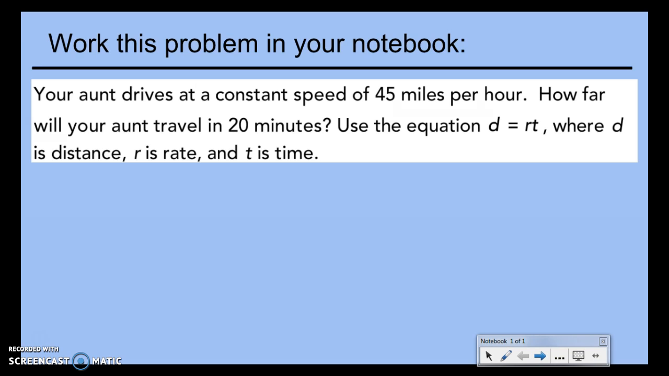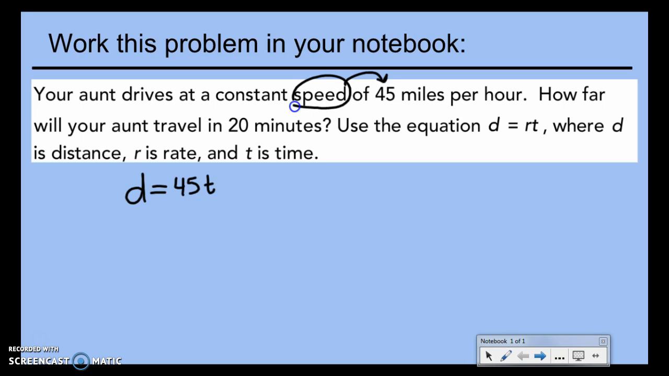We know, as we read through, your aunt drives at a constant speed of 45 miles per hour. Stop. Right here it says speed. We know that speed is our rate. So 45 is going to be our rate. So right now we have D equals 45, because when you find your number, you're going to replace the letter with a number, times time. That's what we have so far.